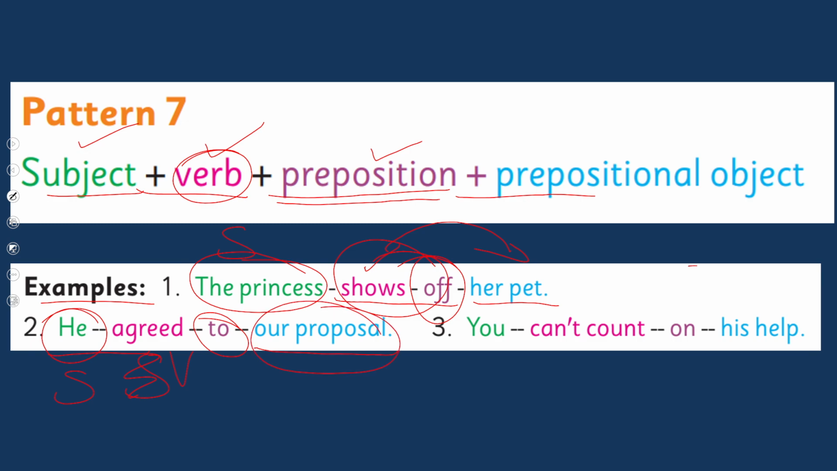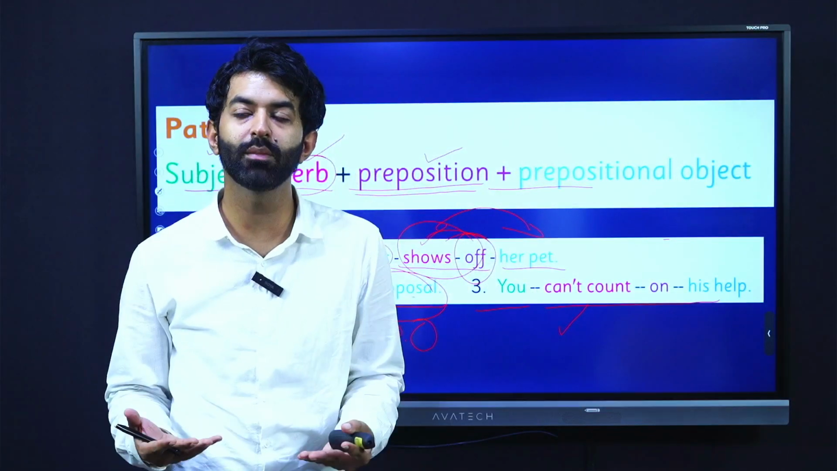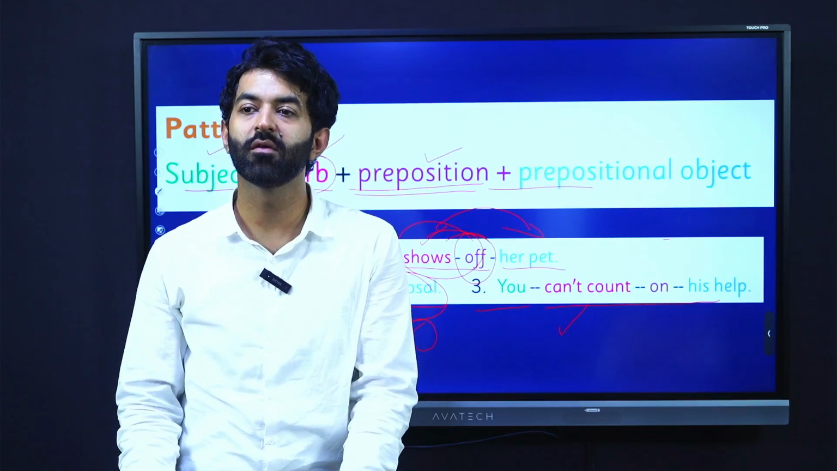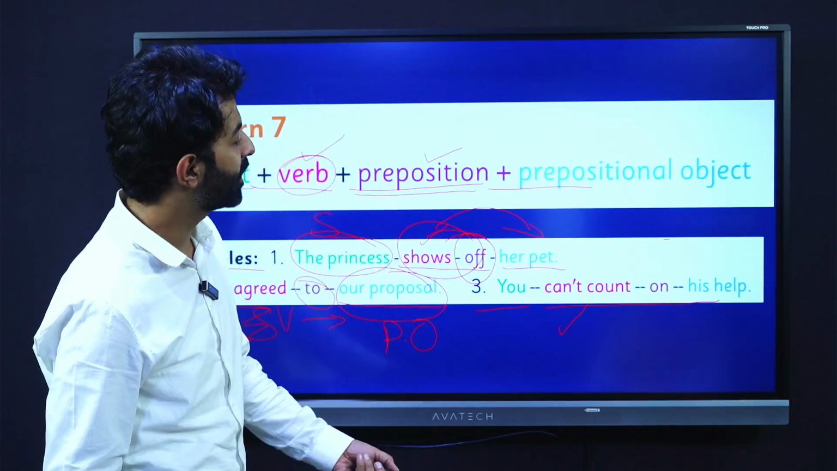ये हमारा prepositional object है. It is coming right after the preposition, so that's why we call it so. He agreed to our proposal. You can't or cannot count on his help. मतलब आप उसकी मदद के लिए उसके ऊपर इन्हिसार नहीं कर सकते. To count on somebody means to be waiting for that or to be dependent on somebody for something.